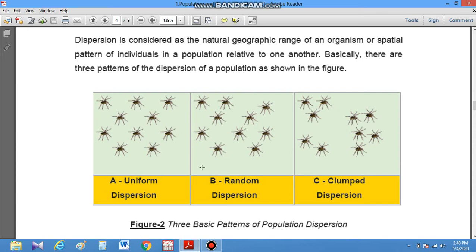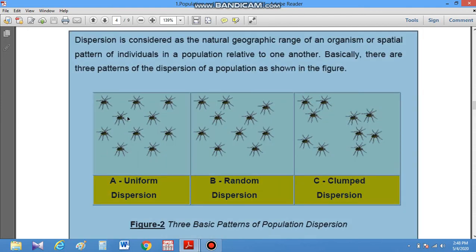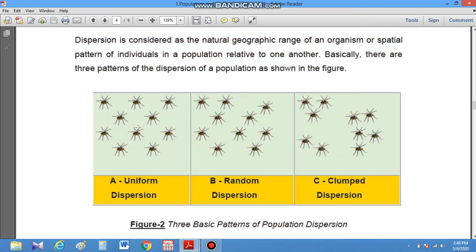As the name indicates, uniform dispersion is a regular kind of distribution where individuals are at equal distance from one another. In random dispersion, there is no specific spacing, and the spacing is unpredictable. You cannot measure these distances. In clumped distribution, clumping means group formation. The population will be in groups, or you can say in patches. This is called dispersion.